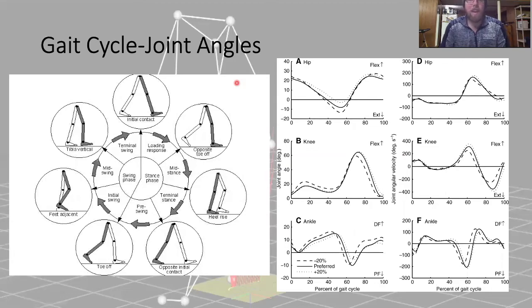This is the same thing that we just looked at, only broken down into the hip flexion and extension, the knee flexion and extension, and the ankle flexion and extension. So if we're looking at the joint angles here, this is just another way to look at it. It's breaking it down into separate graphs, so you can look at that too to get a better idea of what's happening during the gait cycle, all right?